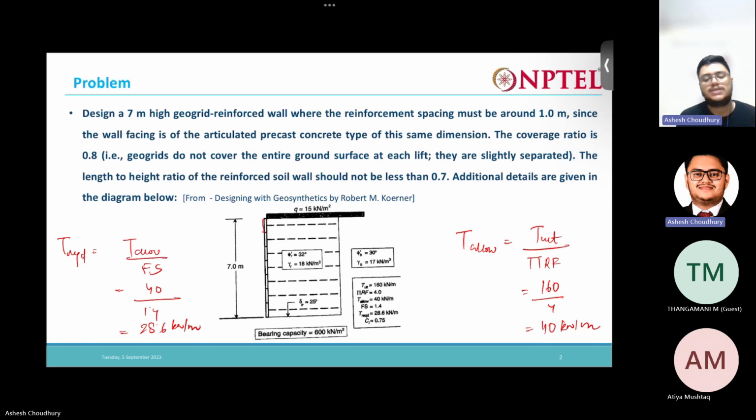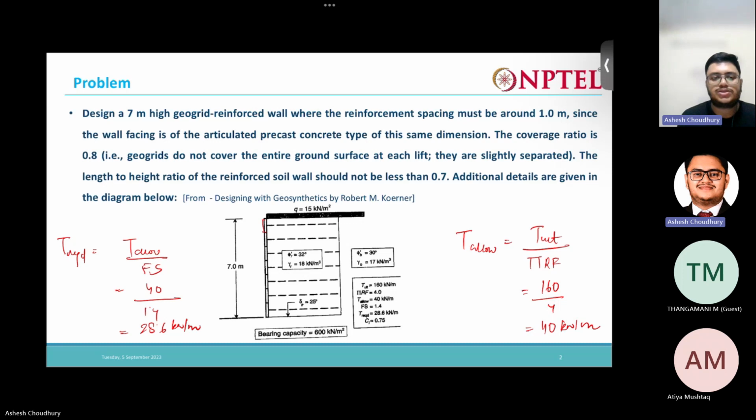And we also have another coefficient, Ci, which is called the interaction coefficient. It controls how the geogrid interacts with the soil. There is an interaction coefficient we are using, and it is equal to 0.7.